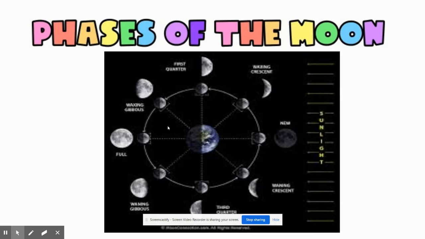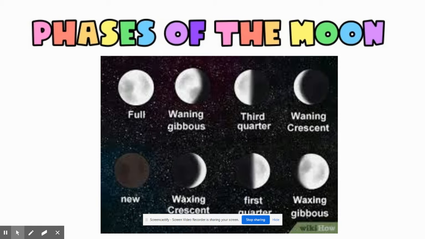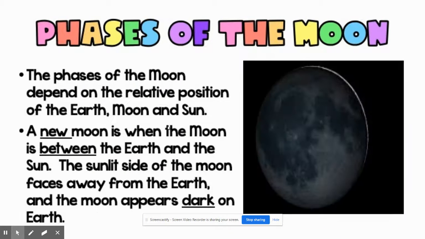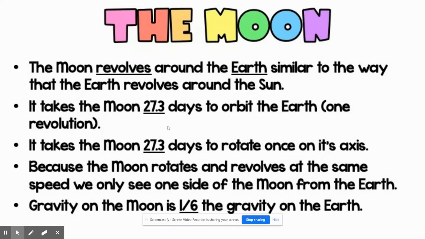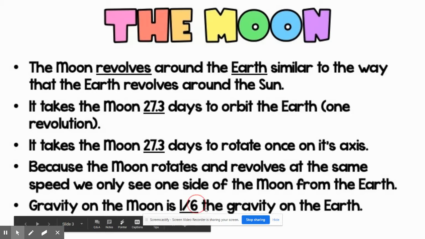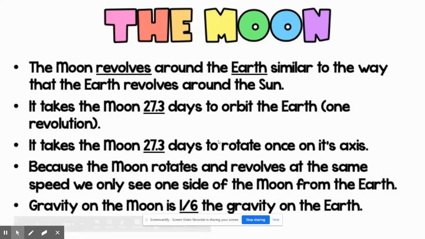All right, these are your notes for the phases of the moon. So we talked about the different 8 phases that we have. We talked about why it doesn't change shape, and the revolution and the rotation. It's very important that you remember that. Also, that the gravity on the moon is 1/6 the gravity of Earth. And we talked about that already when we talked about Earth.